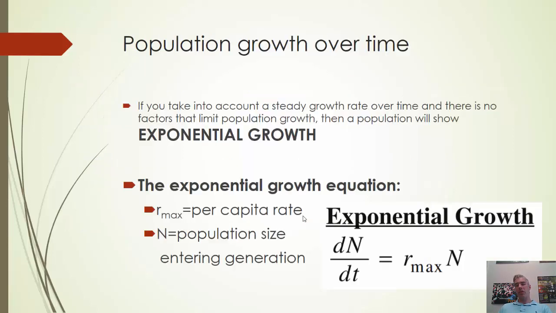If we want to look at population growth over time, this is where that per capita rate comes in. If you take into account a steady per capita growth rate, and there are no factors limiting population growth, the population will show what's called exponential growth, or a J-shaped curve, where the population just keeps increasing over time. The exponential growth equation, which is on your AP reference table, is dN/dt, the change in number of individuals over the change in time, equal to r max, your per capita rate of growth which we calculated before, times N, the number of individuals entering that generation.